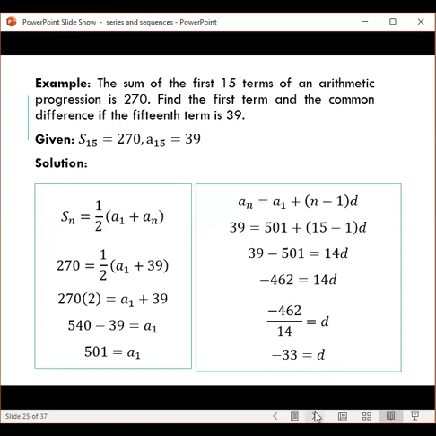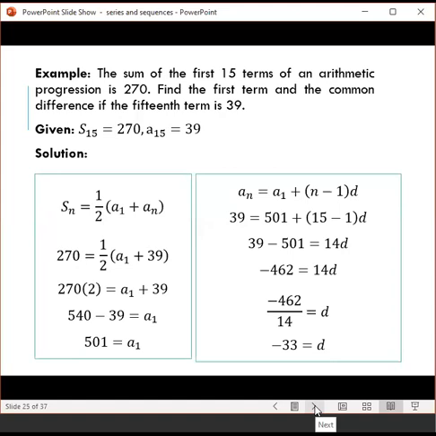Okay, any questions regarding this example? So I guess there is none.